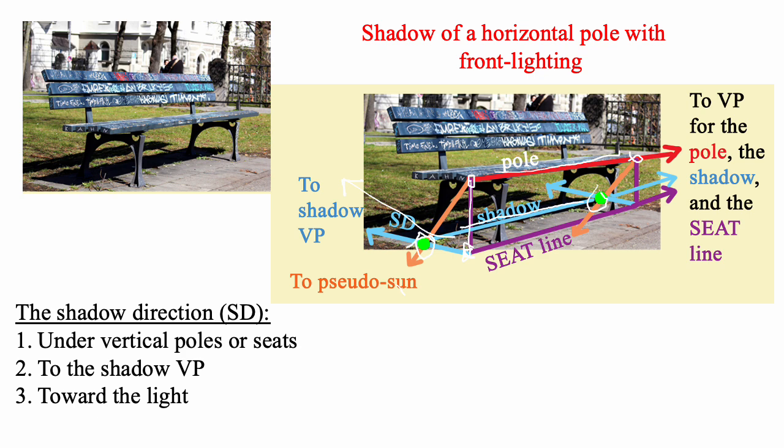Now the pole, the shadow, and the seat line all go toward the right, converging together. But the shadow direction goes to the left. And how do we know that? Because it's under the vertical poles or seats. It goes toward the shadow vanishing point, and it goes in the same general direction as the light. That means up this way.